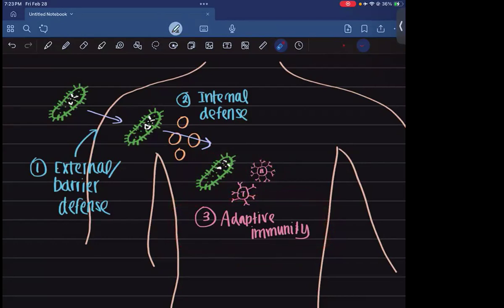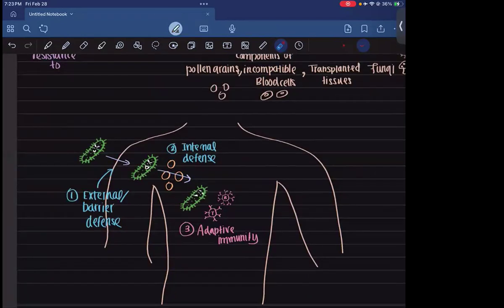So this is the flow. First of all, just remember the flow. We are going to learn about the outermost immunity. All of these come under immunity. So, the external barrier defense is a part of your immune system.